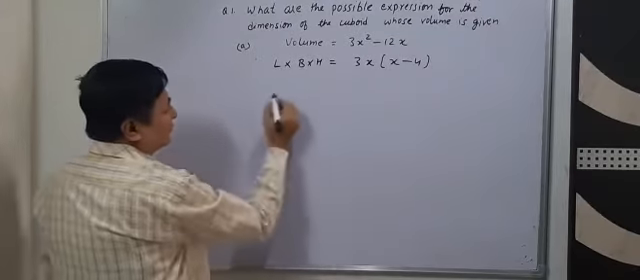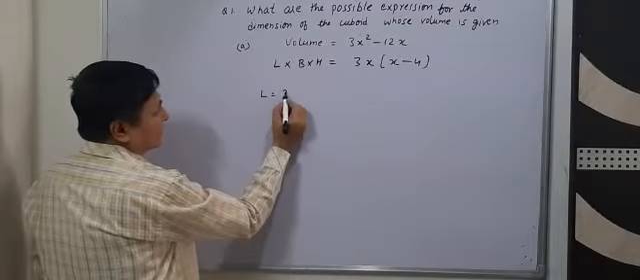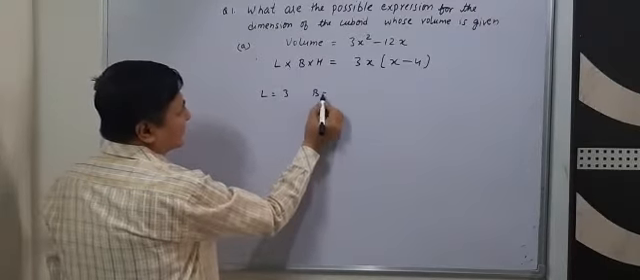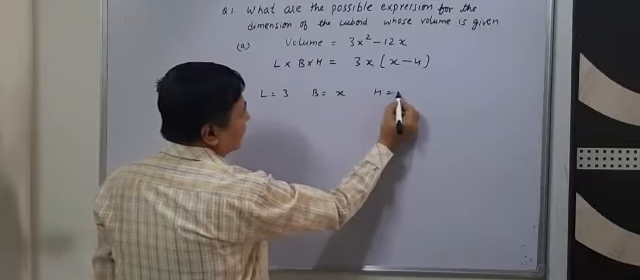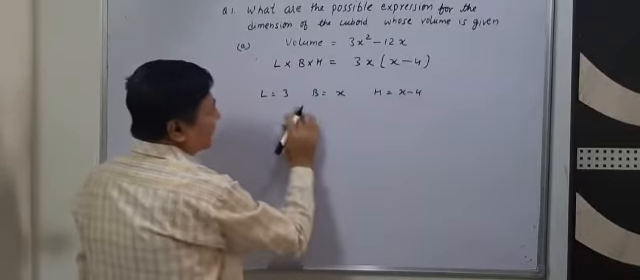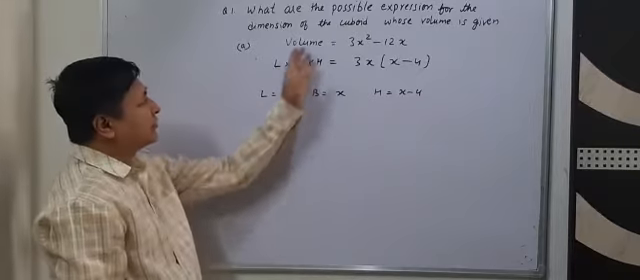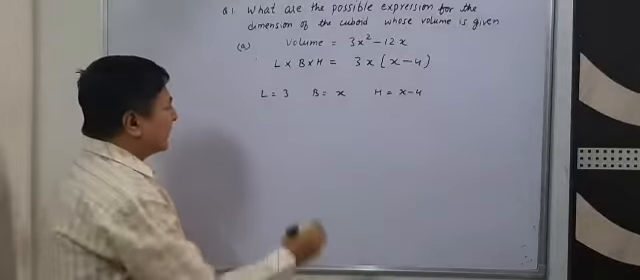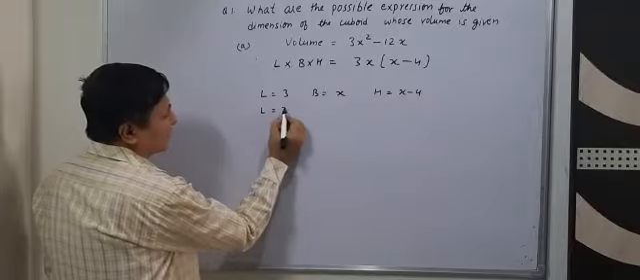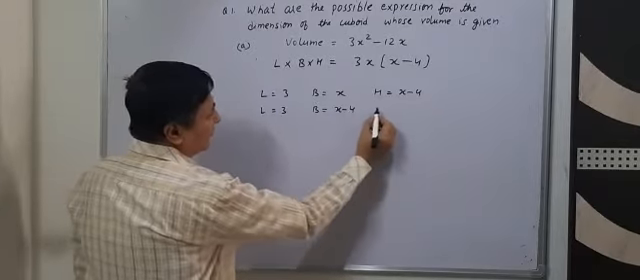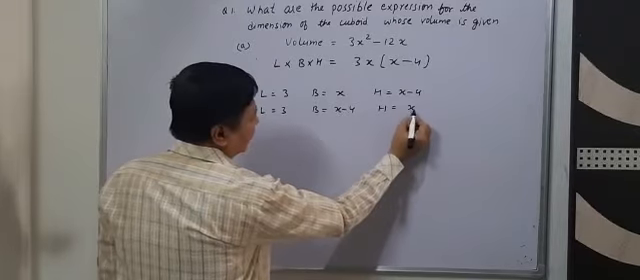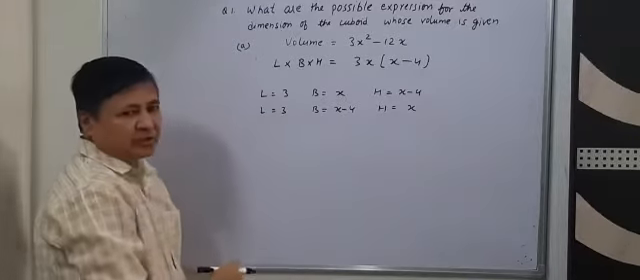Now we will take length as 3, breadth as x and height as x minus 4. This is one of the possible expressions for length, breadth and height. But we can take length as 3 also, change the breadth and make it x minus 4, and the height can be written as x. This is the second expression.